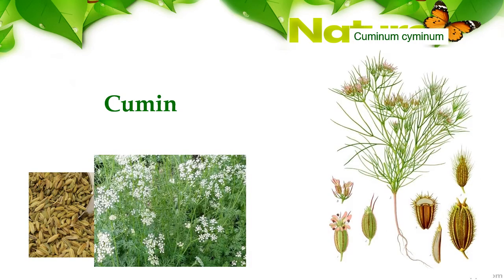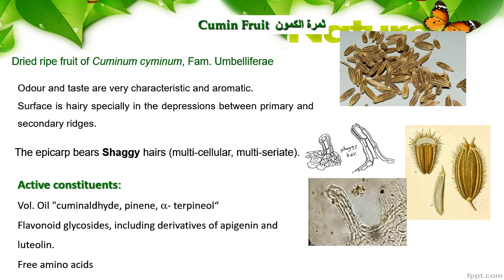Cumin, obtained from Cuminum cyminum, family Umbelliferae, has characteristic odor and taste. Shape of the cumin fruit. Diagram of the morphology of the fruit showing hairy surface. The hair structure is formed of non-glandular multicellular unicellular hair, known as shaggy hair. This is a drawing of the shaggy hair, and a photograph of the shaggy hair under microscope.